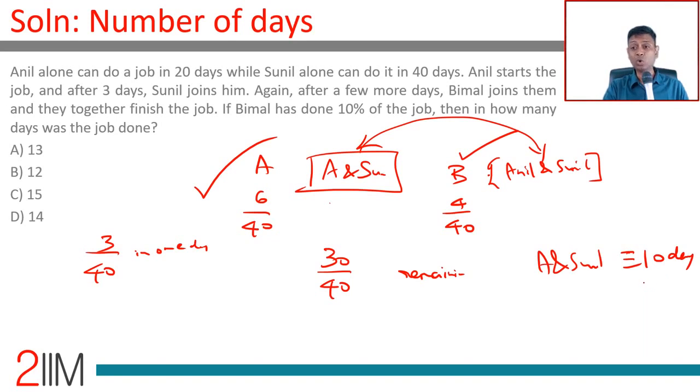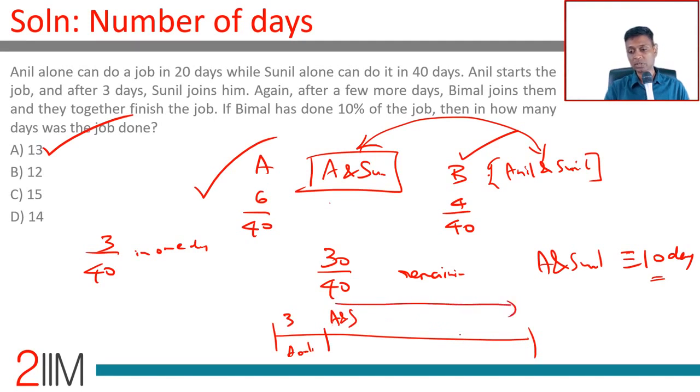So Anil alone works for 3 days. Anil and Sunil together work for 10 days. Within these 10 days, Bimal has come in at some point of time and completed 10% of the task. The total number of days is 13. And so if we look at a 13-day cycle like this, the first 3 days A only. After this A and S throughout. Somewhere here B also. Remember, when Bimal is working, Anil and Sunil are also working.